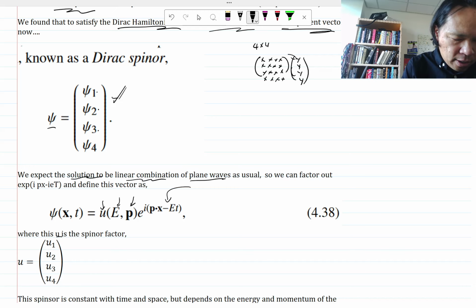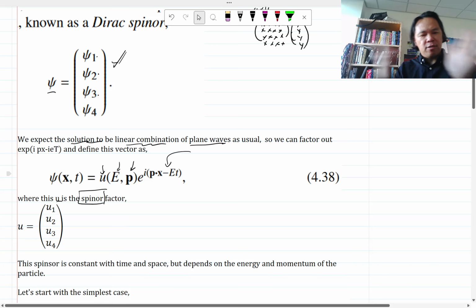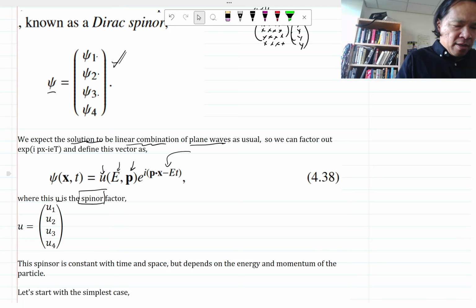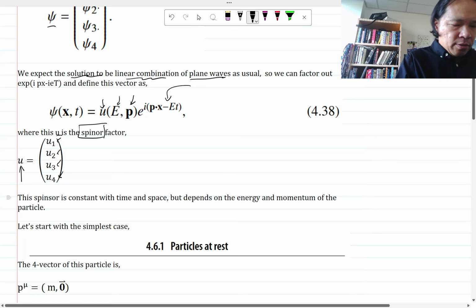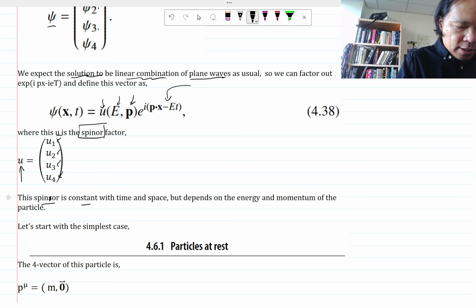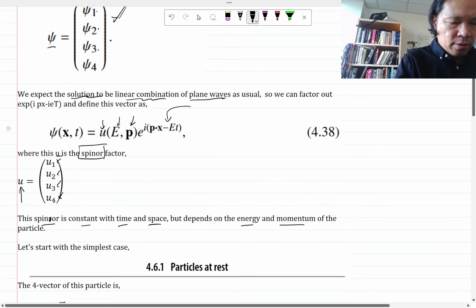This u is known as the spinor factor, or actually it's just known as the spinor. Don't say the factor part, but it makes sense, you're just factoring out the 4 component part. We're going to define this spinor as just u1, u2, u3, u4. This spinor is constant in time and space, but depends on the energy and momentum, so there's this explicit energy and momentum dependence in it.